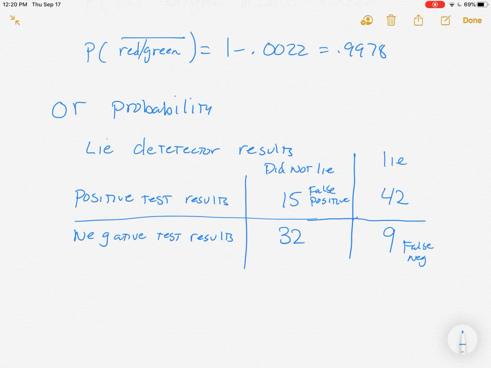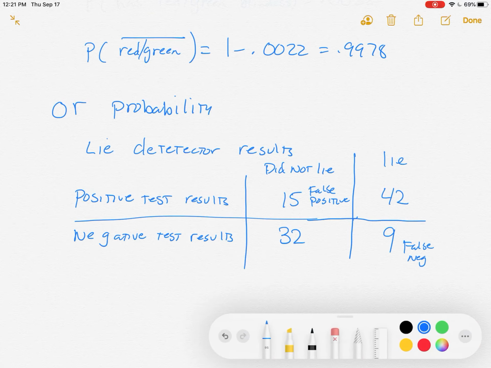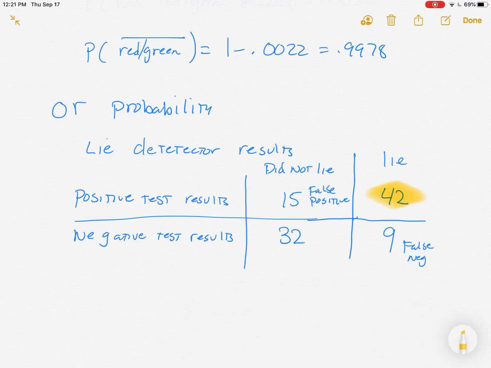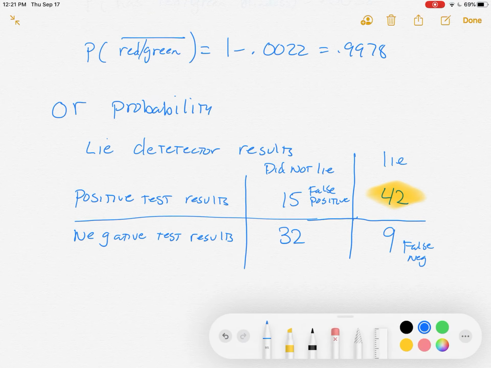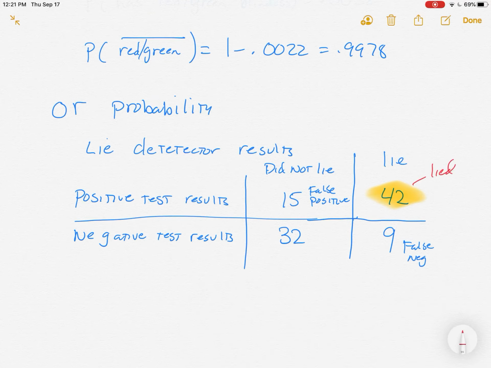So you want to take some time to talk about who these people are. So if I go and highlight a few, 42. Who are these 42 people? They lied, and the test said that they did. And the test reflected that.